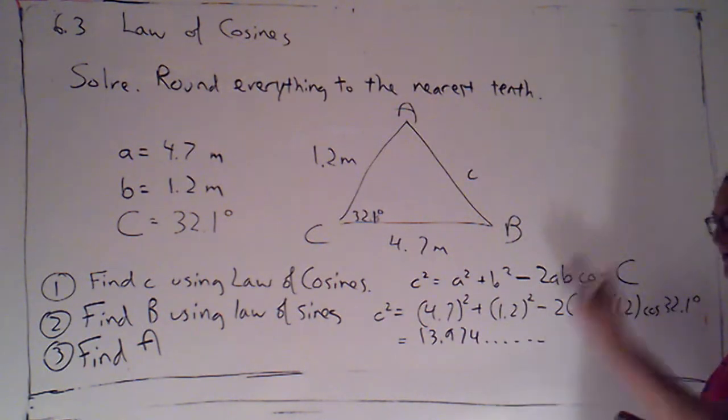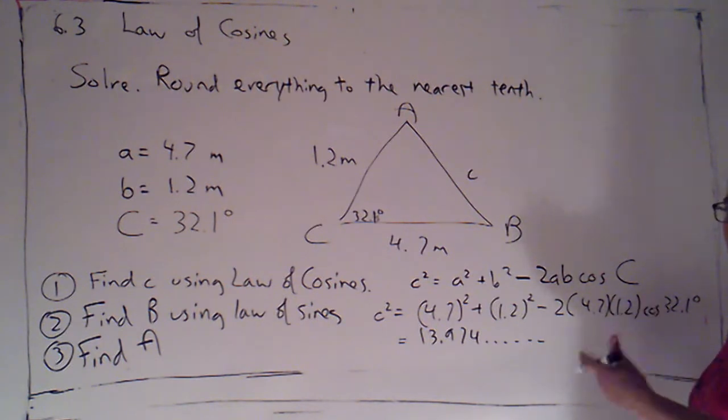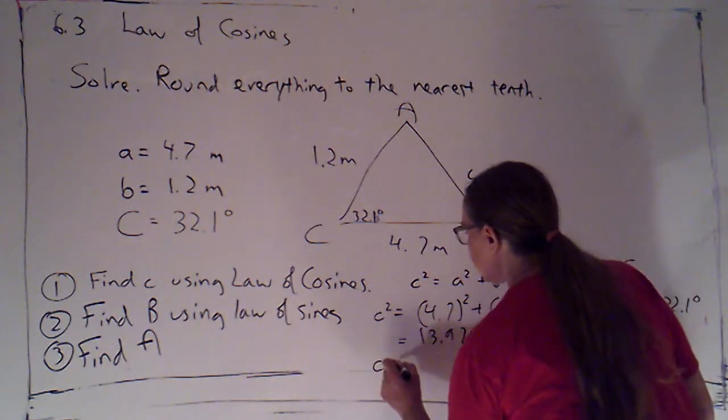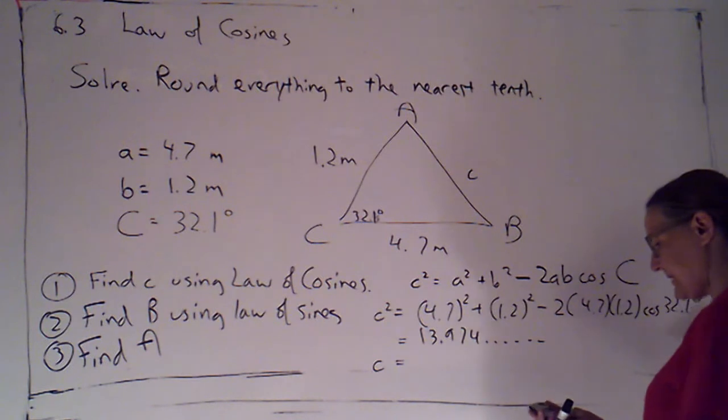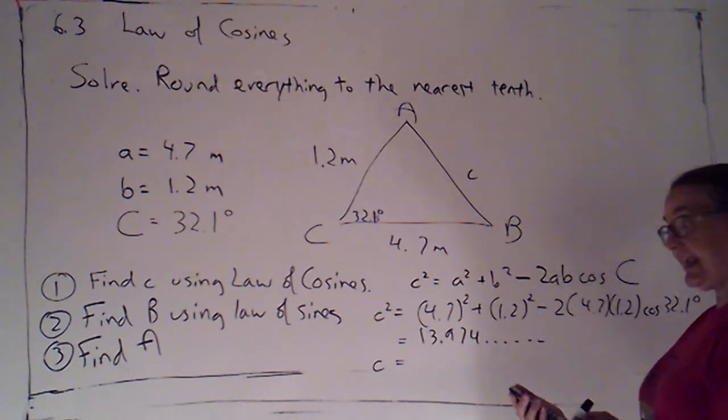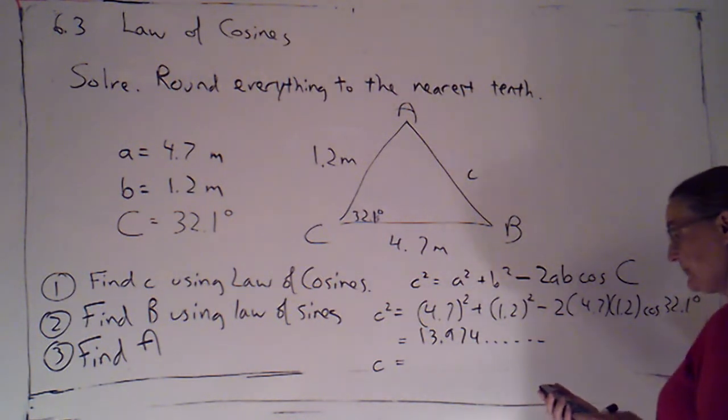I'm going to take the square root and then round. Rounding should always be my last step. So C is, I'm going to just hit square root and then use the answer key on my calculator.